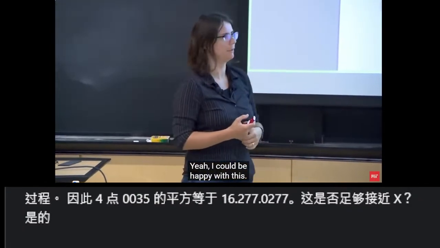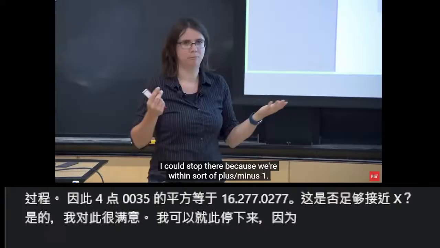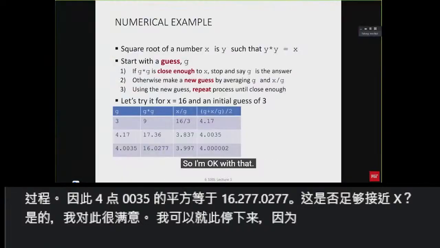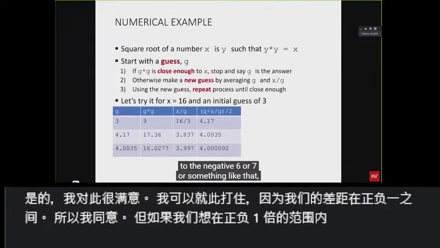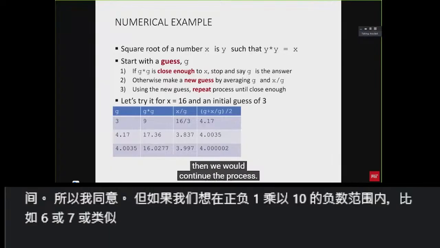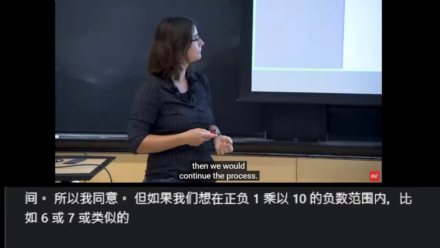Is that close enough to x? Yeah, I could be happy with this. I could stop there because we're within plus or minus 1. So I'm okay with that. But if we wanted to be within plus or minus 1 times 10 to the negative 6 or 7 or something like that, then we would continue the process.